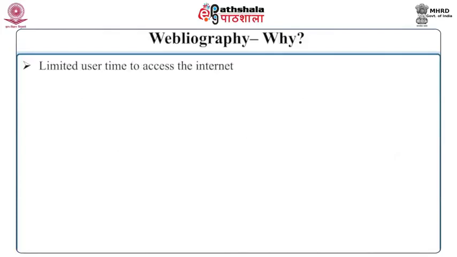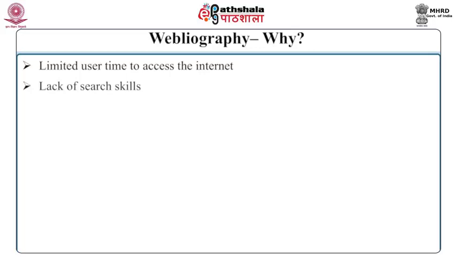Bibliography became a necessity. We may think, why, when the information is already available on the web, the user can download it and prepare a list of his own. Why does the library have to do it? What is the purpose of it? It is because of limited user time to access the internet, especially in India, especially now in our own academic libraries, where the users are getting 1 or 2 hours access to the internet.